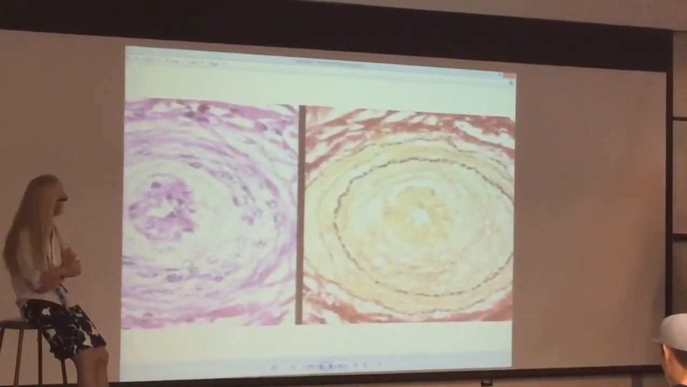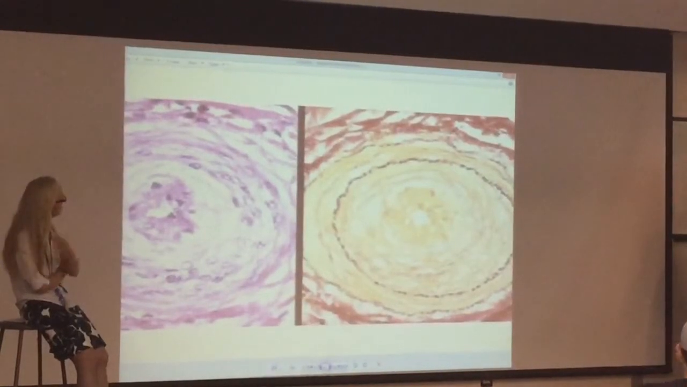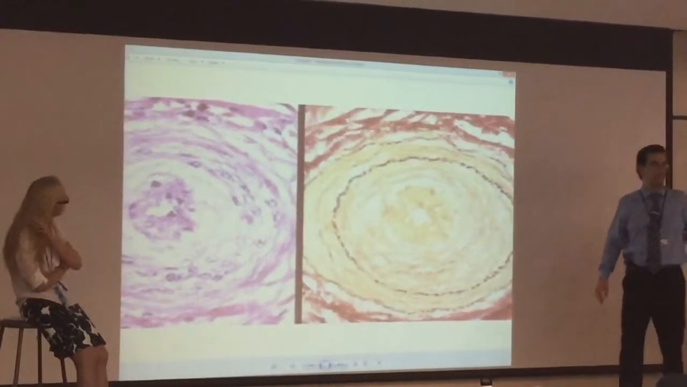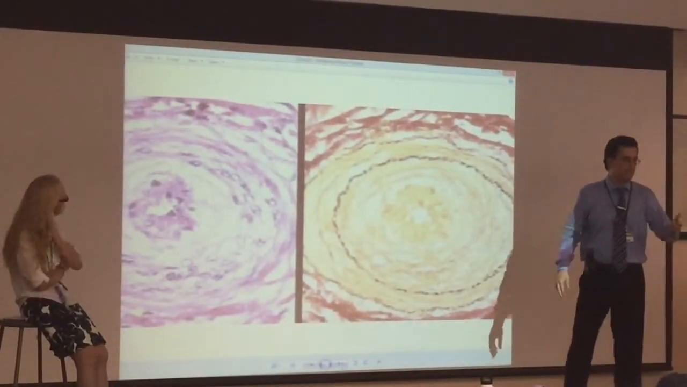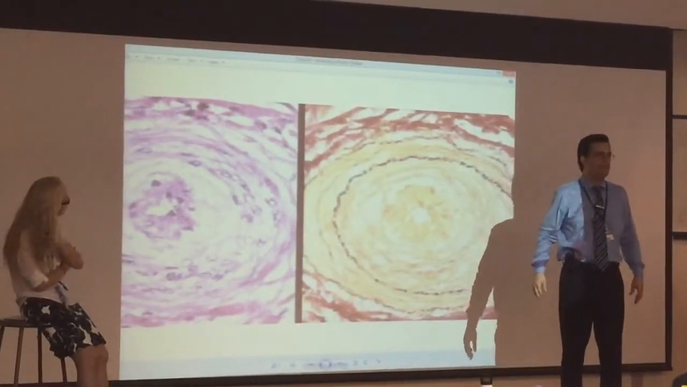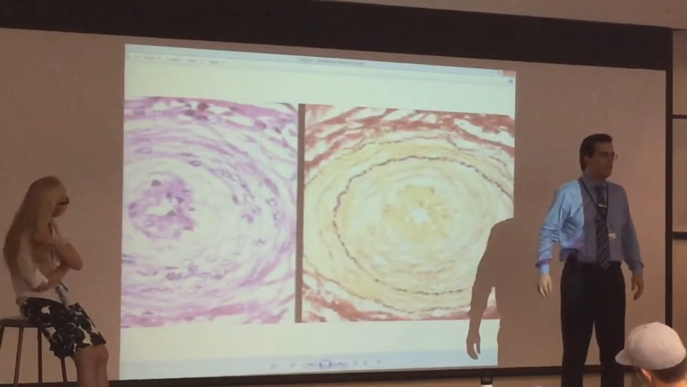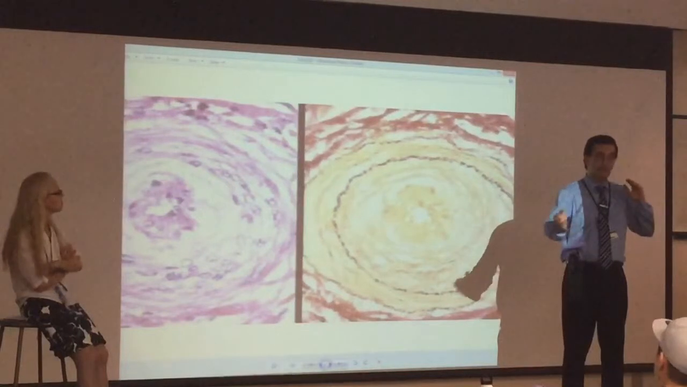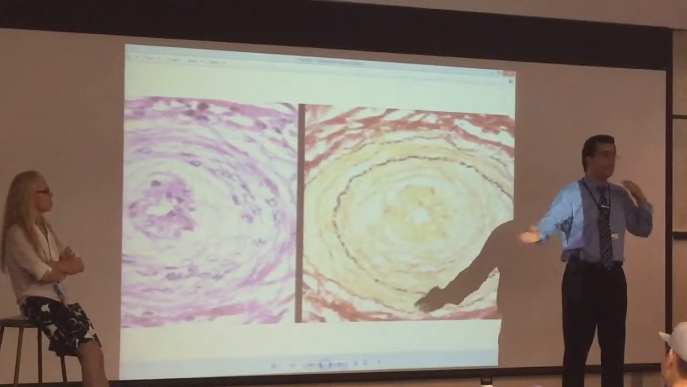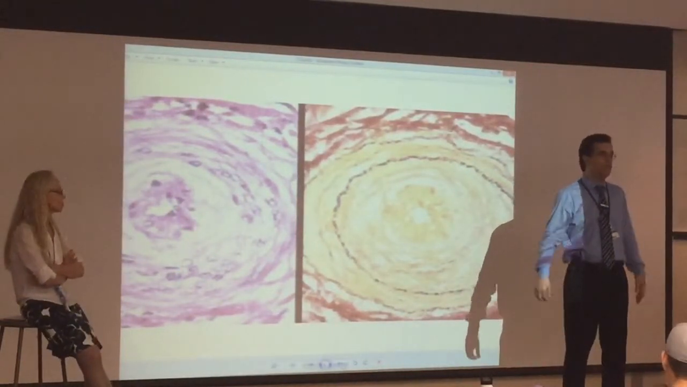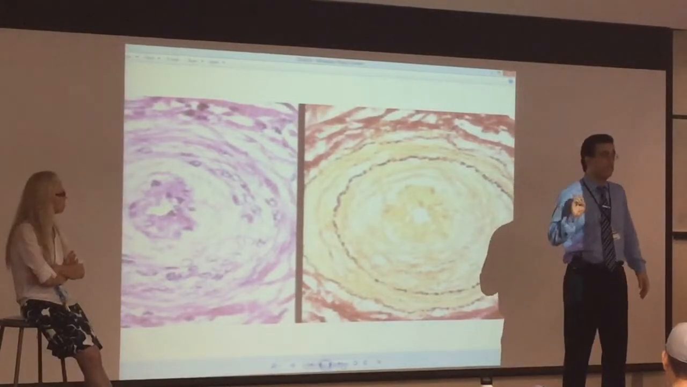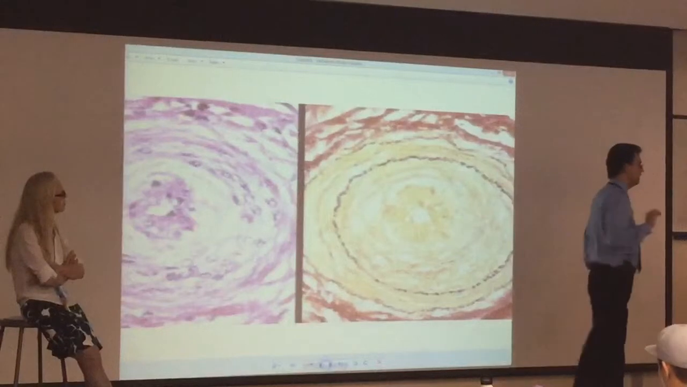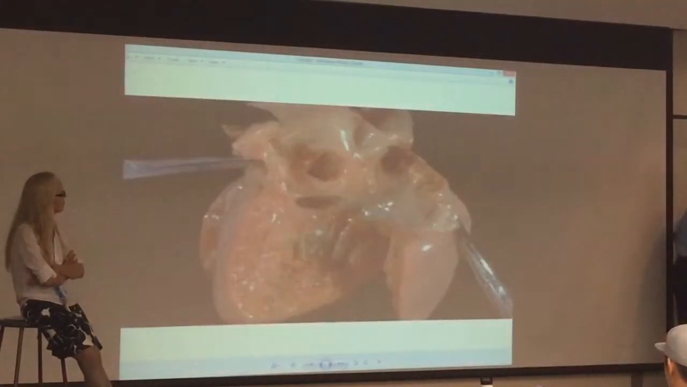Another thing about VSD is that the smaller ones, as I said, tend to close and are isolated. But there are larger ones. These are the ones that show up early in life. Those have 60 to 70% chance of having other congenital abnormalities associated with them. As a matter of fact, for those larger ones that show up early in life, just 30% are isolated. So that's with the VSD.